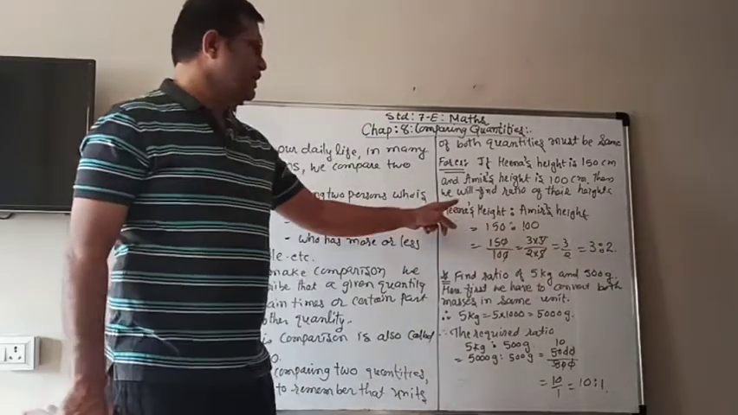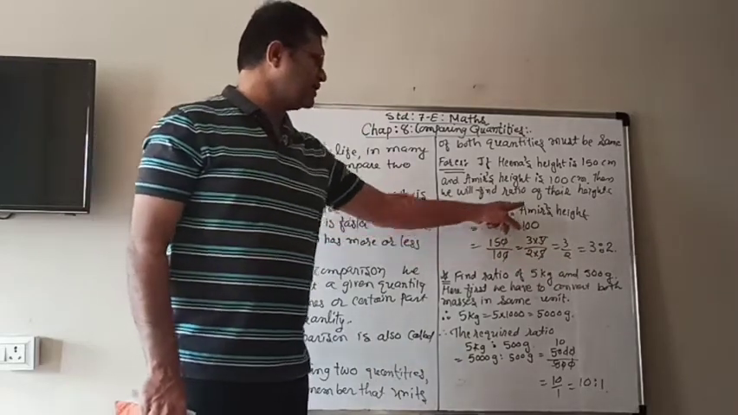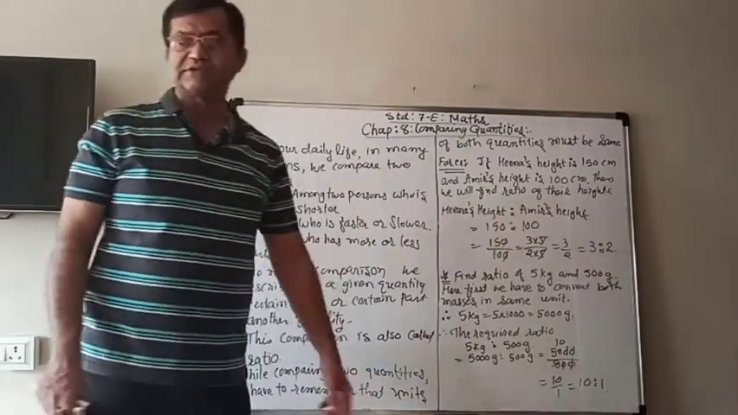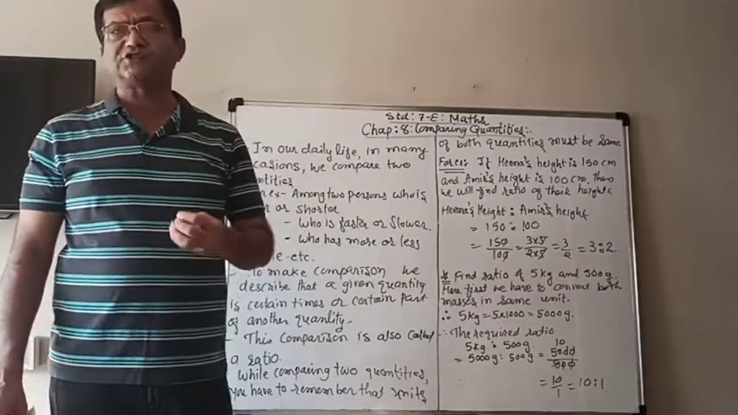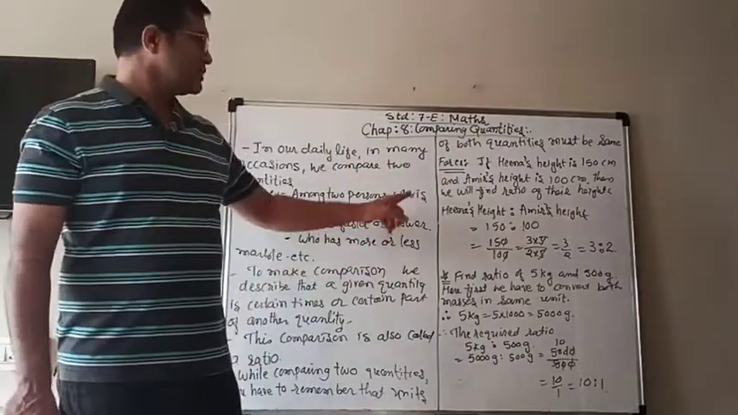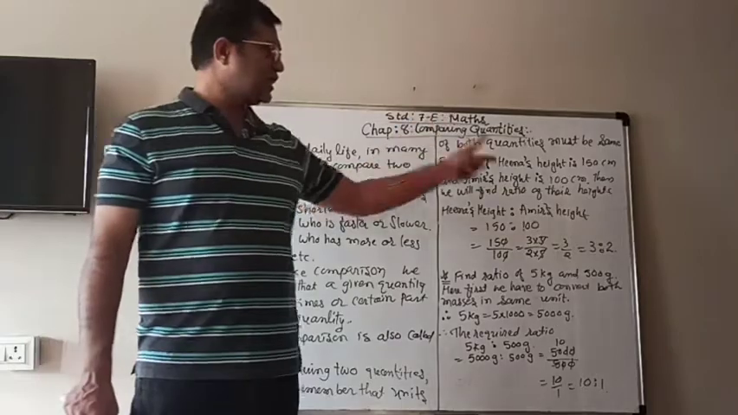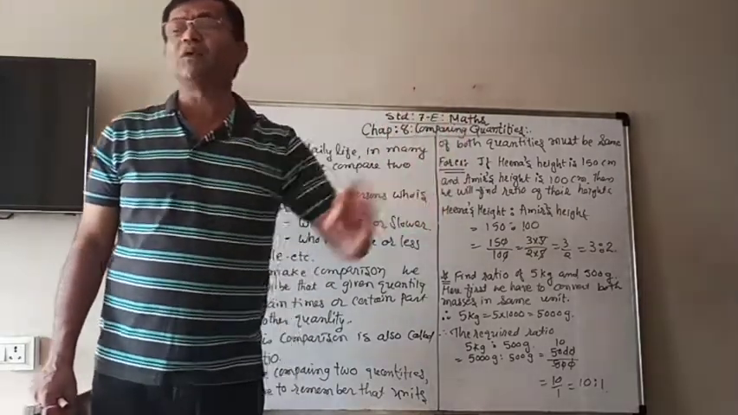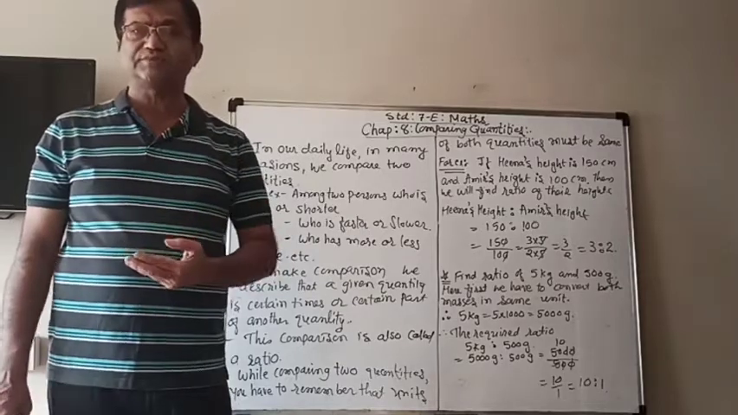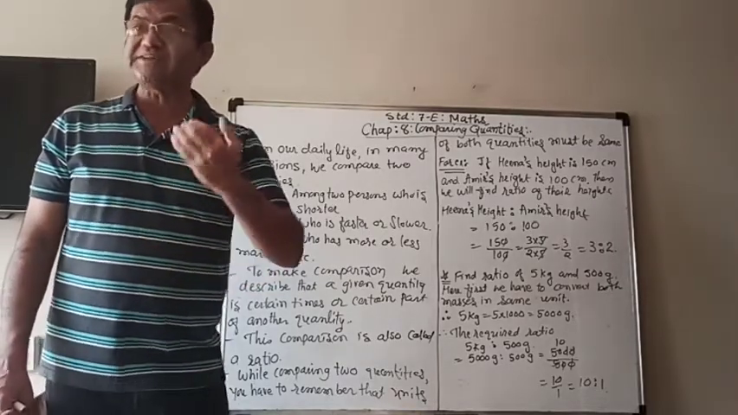It means that the ratio of Hina's height and Amir's height is 3 is to 2. Some people say "3 ratio 2", but actually it is 3 is to 2. So here we saw that their units were equal. Let us understand another example in which the units are different.